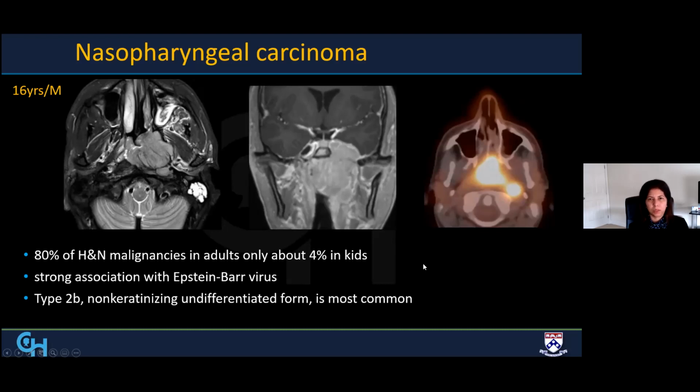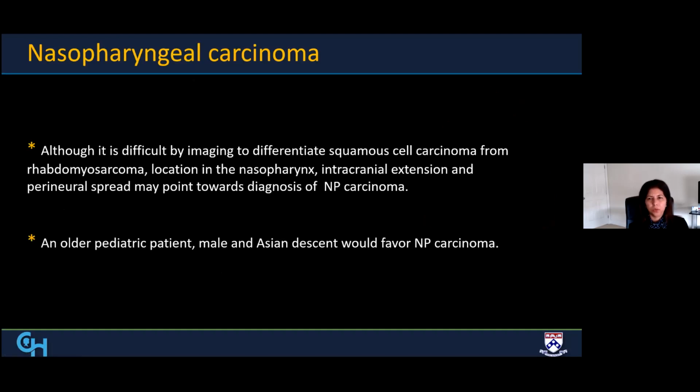nasopharyngeal carcinomas. It is difficult to differentiate the histological subtypes by imaging, whether it is squamous cell carcinoma or rhabdomyosarcoma, but the location in the nasopharynx, more aggressive intracranial extension, and perineural spread in an older patient, male and of Asian descent, would favor a nasopharyngeal carcinoma.